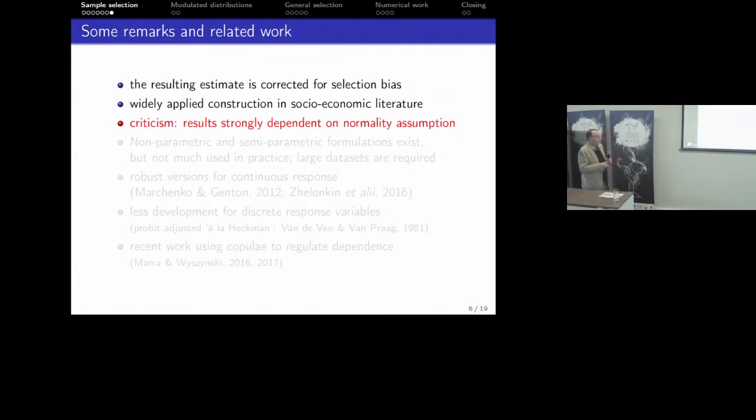There is a criticism to date that the outcome is strongly related to the normality assumption. So the perturbation factor of the normal density, which expresses the dependence on U, is strongly linked to the joint normality of components. And if you change that assumption, you change the perturbation factor, you change the outcome. So there is much criticism of that, and therefore work to adjust it.